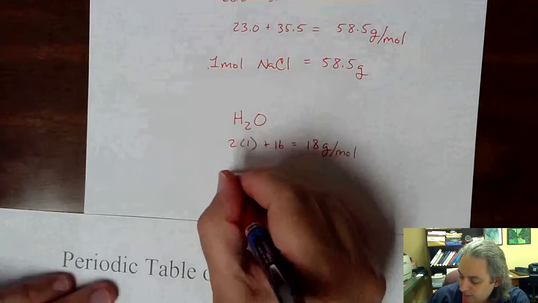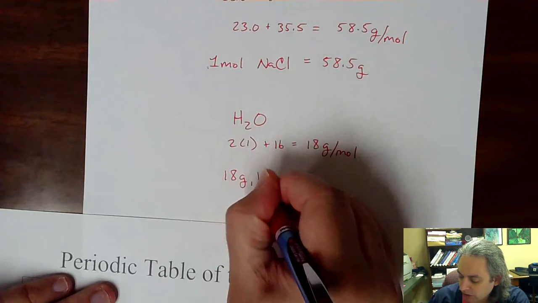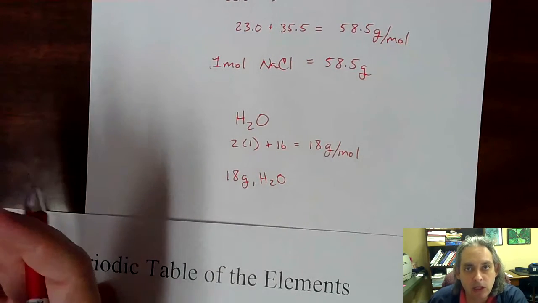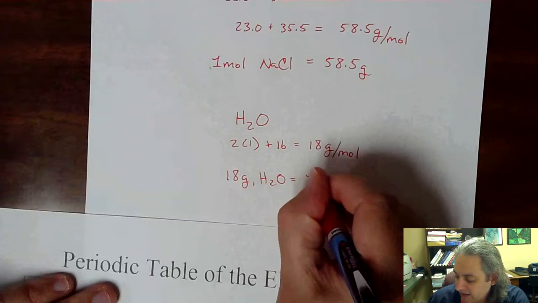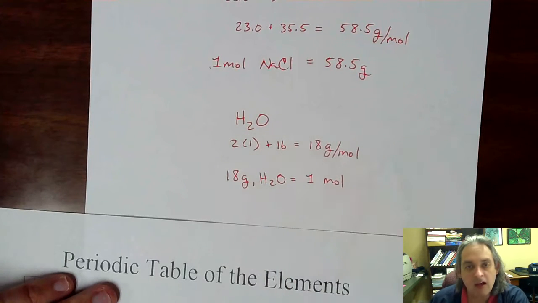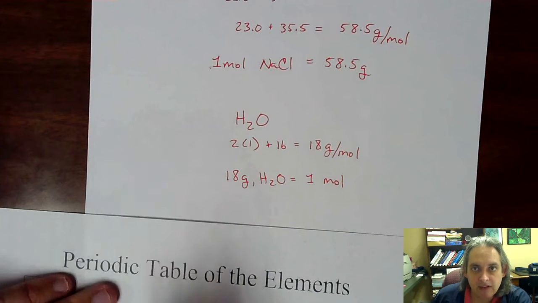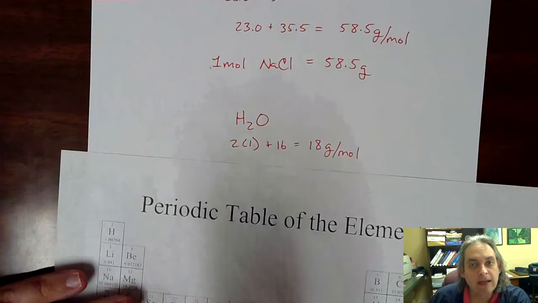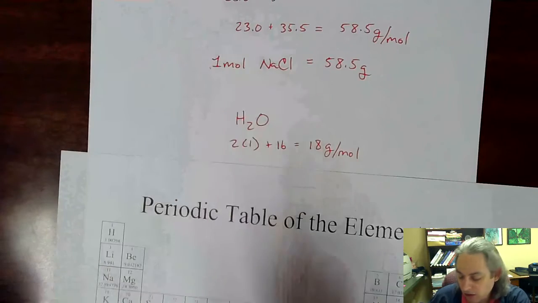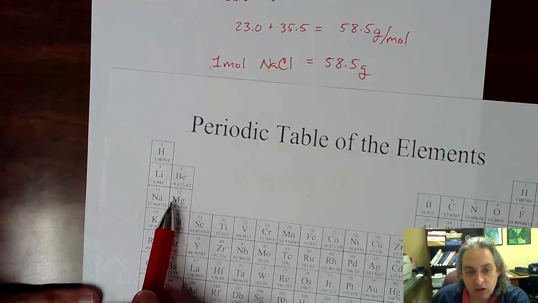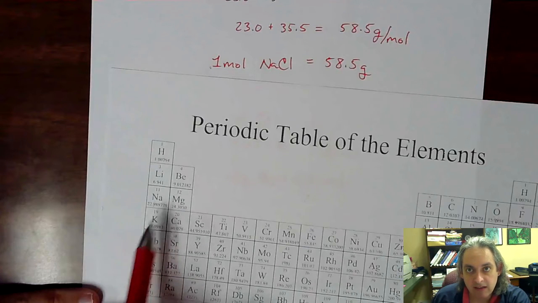So again, if we take a beaker and add 18 grams of water to it, that tells us that we have 1 mole of water inside that beaker. So to figure out the molar mass of a substance, or formula mass, or molecular mass, we simply add up from the formula all the masses of each of the elements that are present in the compound.